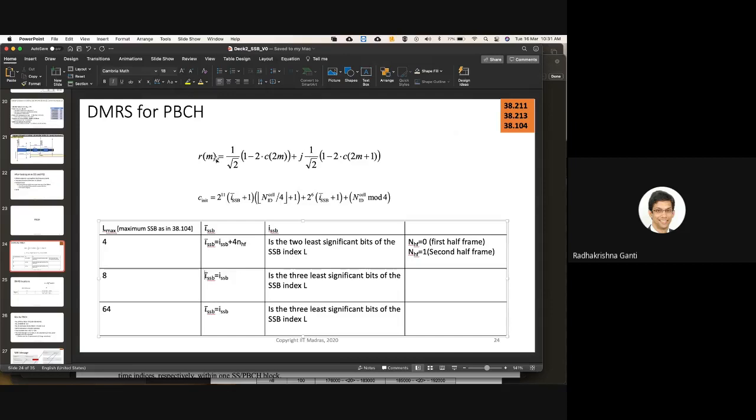You extract this DMRS and try to correlate it with the locally generated DMRS by using different C_init values. You try different values of I_SSB and see which correlates best. From there you obtain the I_SSB, and once you get it, you obtain the 3 least significant bits of the SSB index when L max equals 8. If it's, for example, 64, I'll tell you where you get the other 3 bits. The other 3 bits you get from somewhere else.